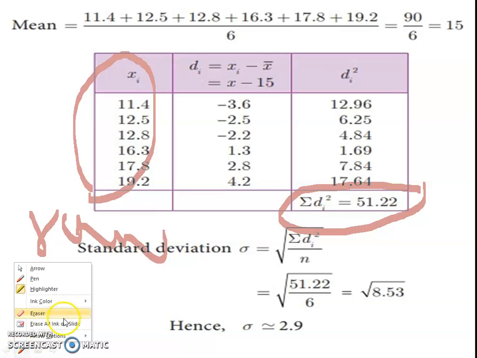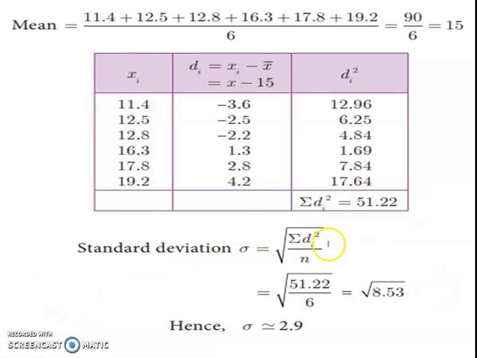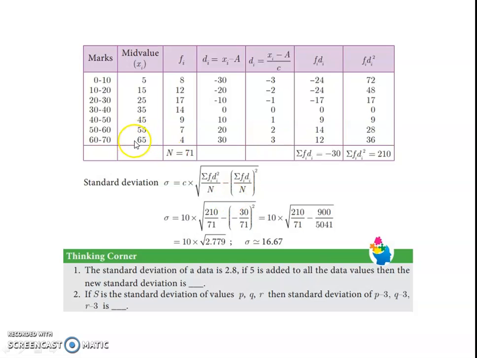So in this way we take the next thing. Suppose grouped data is there. So we have to use the assumed mean. Let us check what happens in the step deviation method. Class intervals: 0 to 10, 10 to 20, 20 to 30, 30 to 40, 40 to 50, 50 to 60, 60 to 70. Mid values: 5, 15, 25, 35, 45, 55, 65.